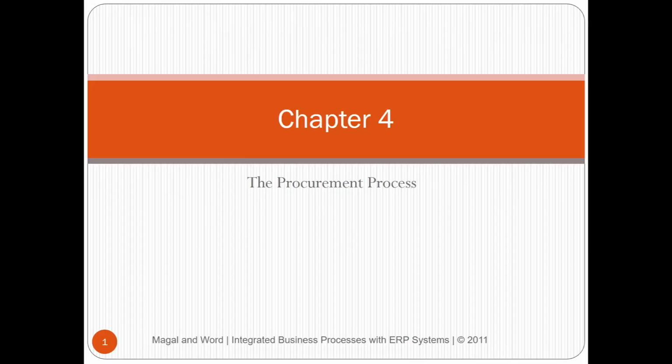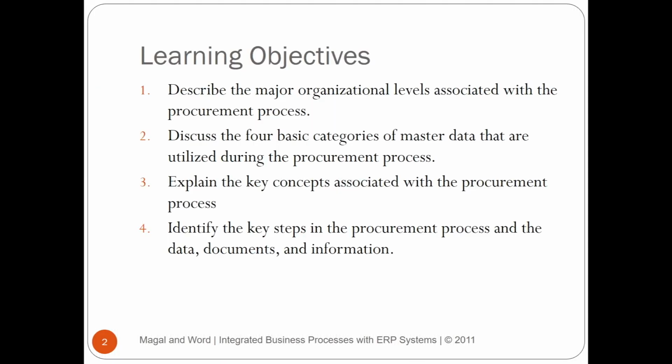Chapter 4: The Procurement Process. In this chapter, we're going to describe the major organizational levels associated with the procurement process. We also discuss the four basic categories of metadata that are utilized during the procurement process, and we explain some key concepts associated with the procurement process.